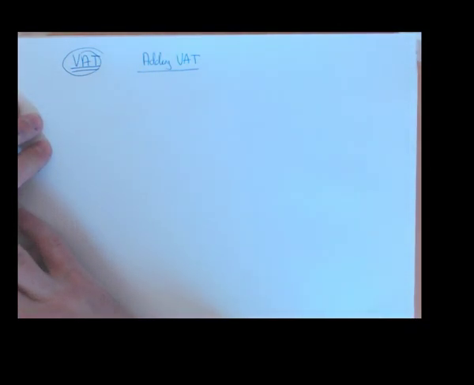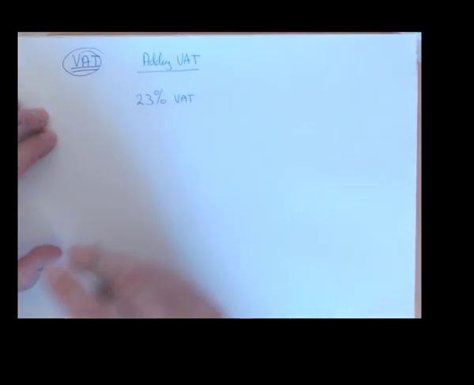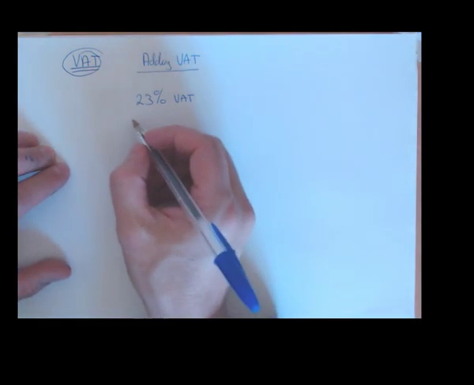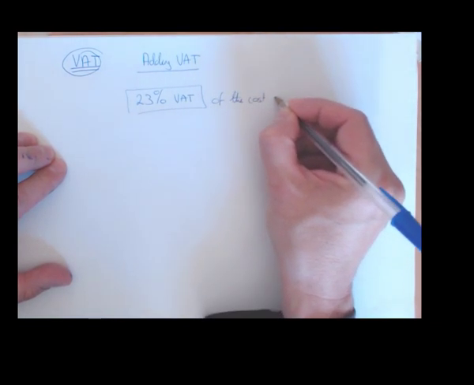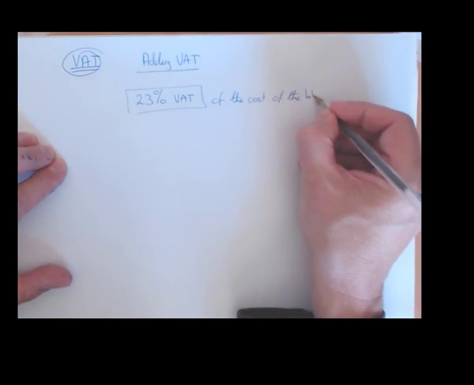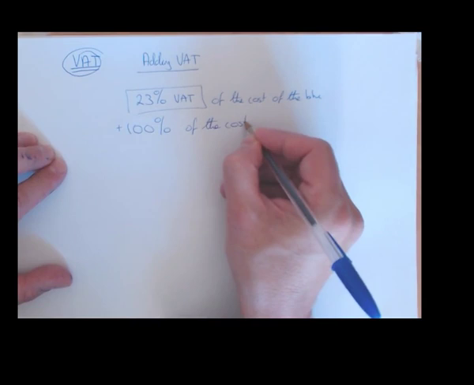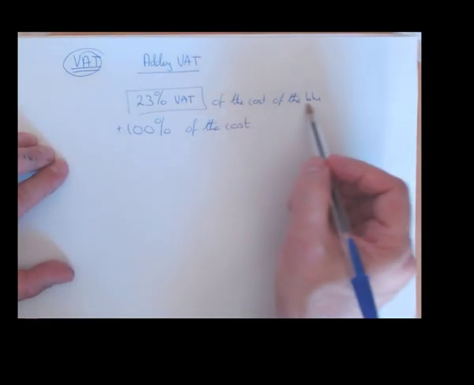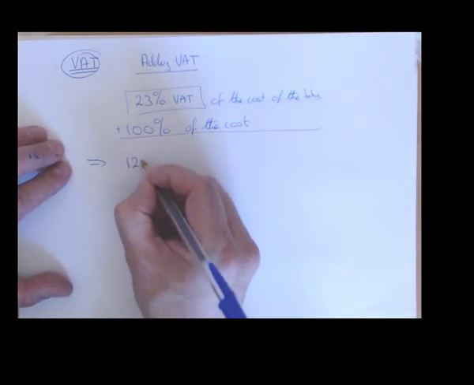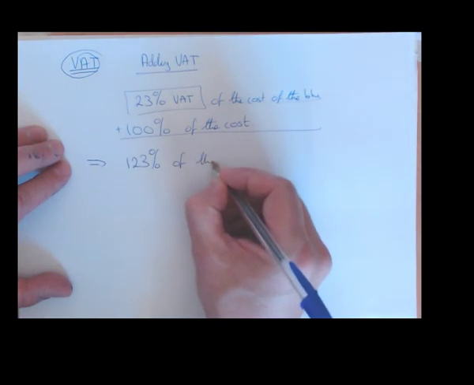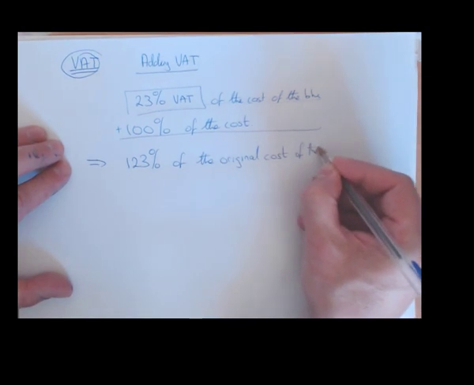So remember the last day we were looking at adding VAT, and I wanted to add 23% VAT onto the cost of a bike. So I said I have 23% of the cost of the bike. I also have 100% of the cost of the bike, because that's what I'm adding it to. I'm adding the cost onto the original cost, so that I'm actually looking for 123% of the original cost of the bike.